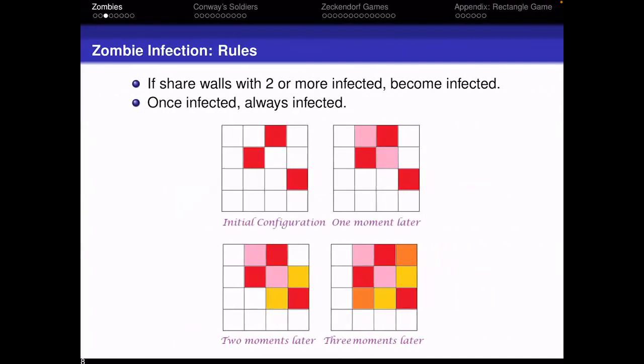But what's nice now is we have stabilized. And so we do not have a complete zombie apocalypse. It is contained to the upper right corner. And there will be parts of the board that are safe. All right, so there's a lot of questions you can ask.